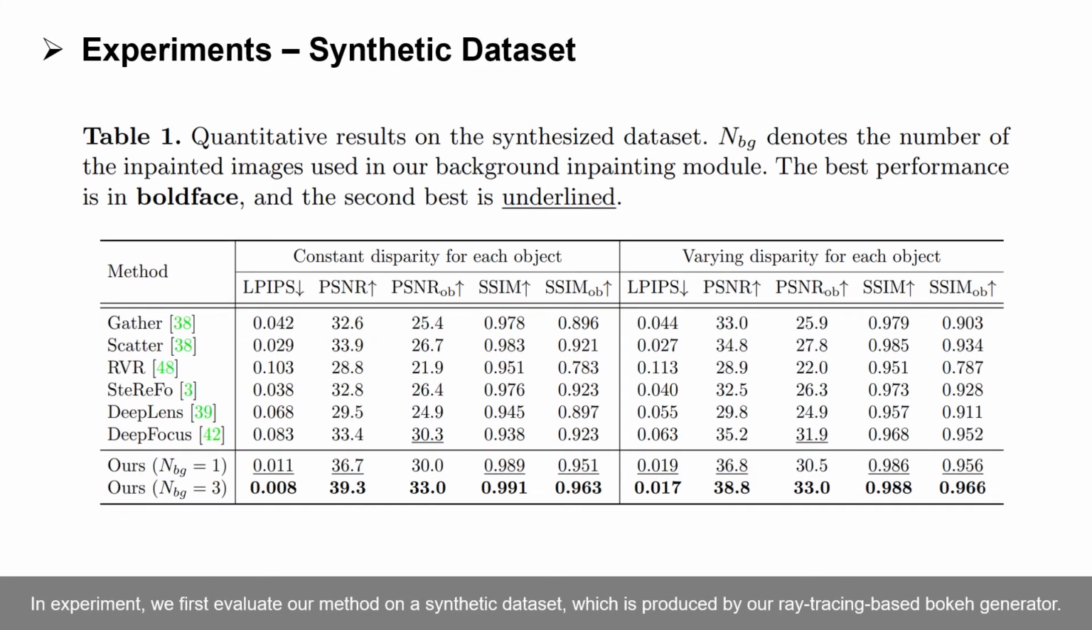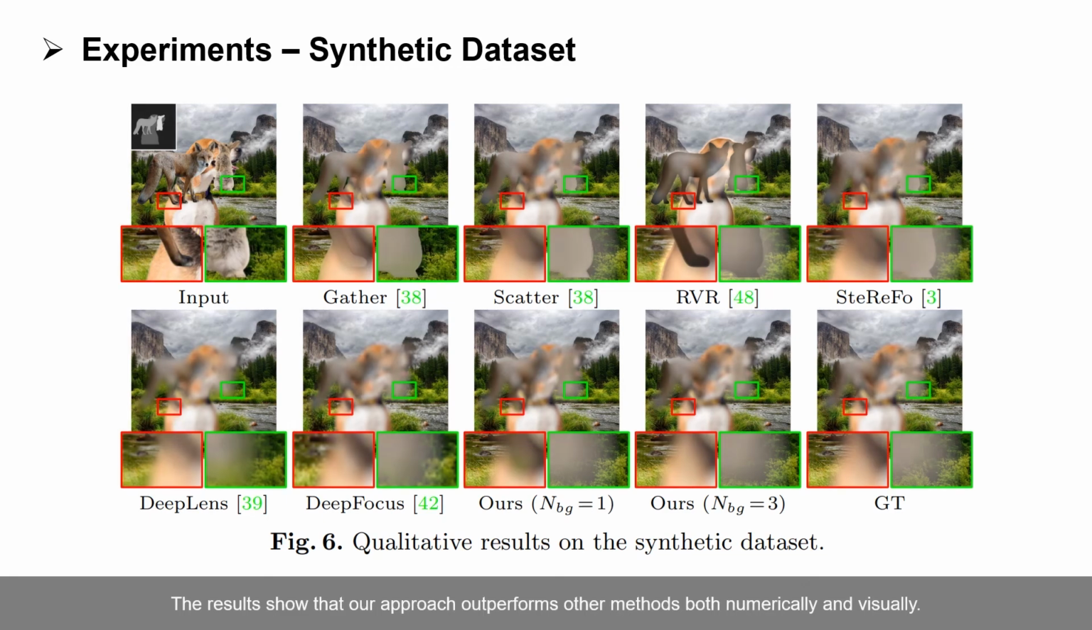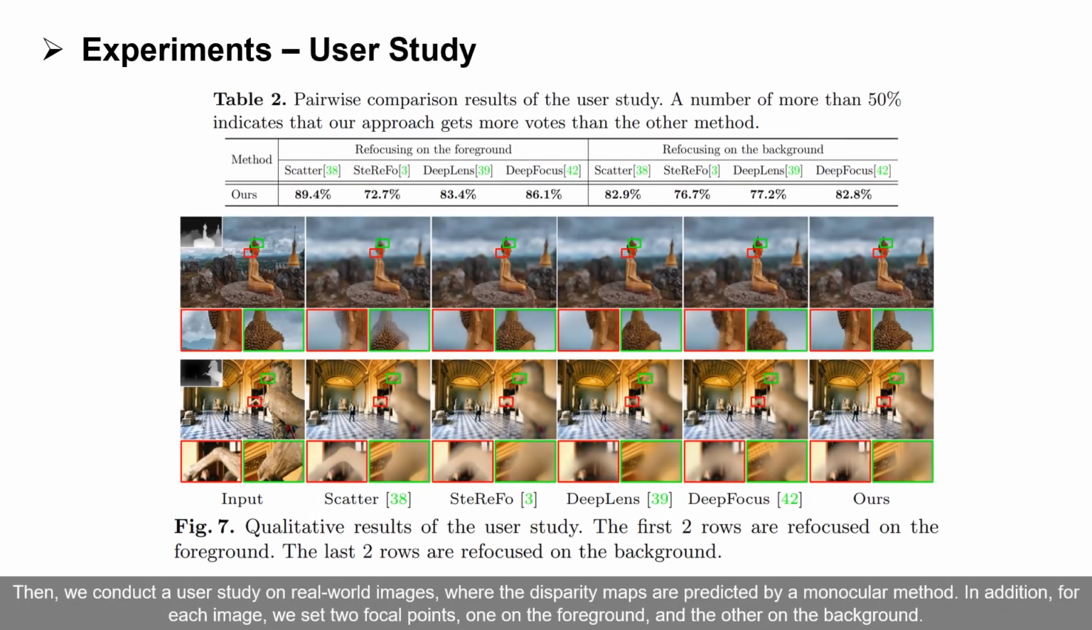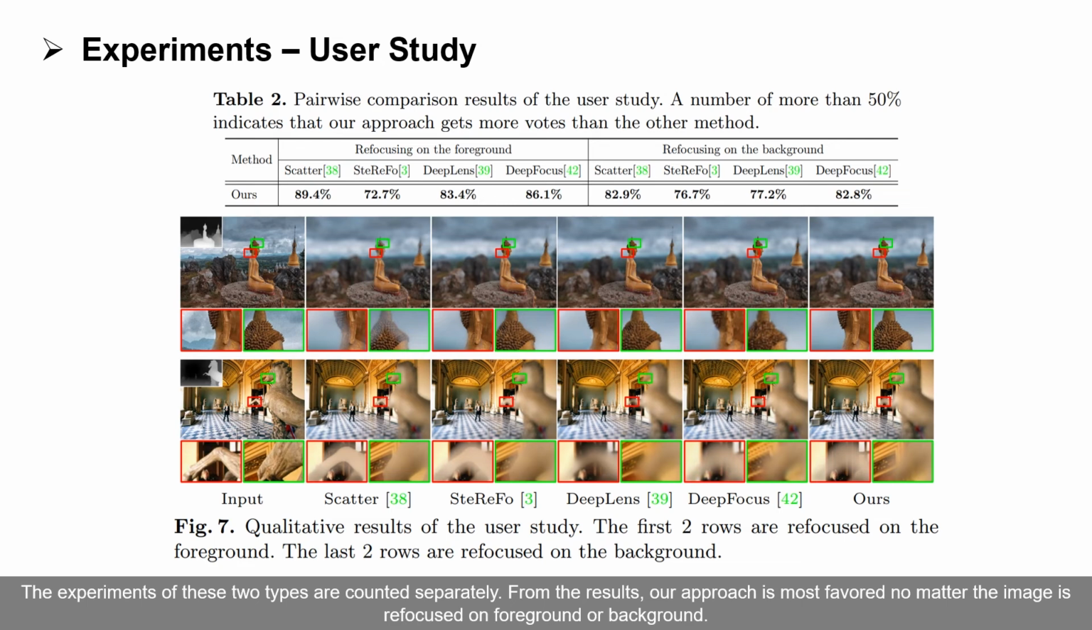In experiments, we first evaluate our method on a synthetic dataset, which is produced by our ray tracing-based bokeh generator. The results show that our approach outperforms other methods both numerically and visually. Then, we conduct a user study on real-world images, where the disparity maps are predicted by a monocular method. In addition, for each image, we set two focal points, one on the foreground and the other on the background. The experiments of these two types are counted separately. From the results, our approach is most favored no matter whether the image is refocused on the foreground or background.